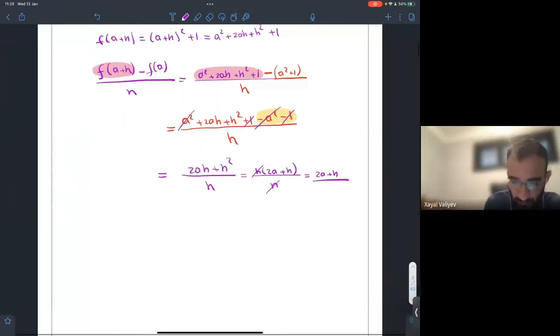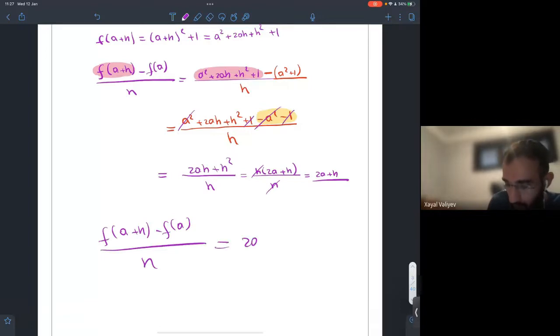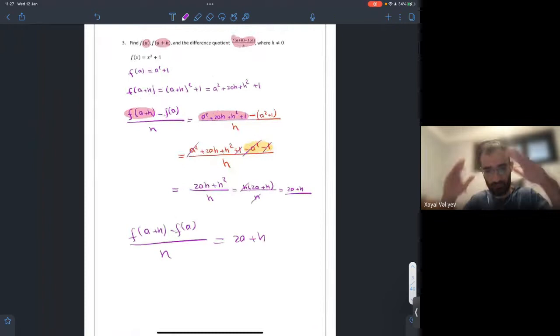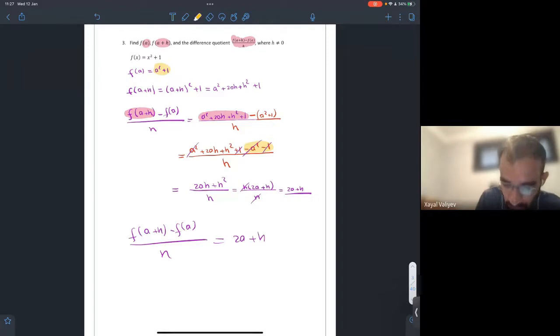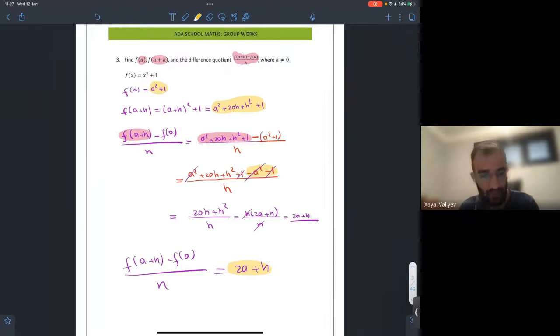So basically, what did I find? It's just f of a plus h minus f of a divided by h, which is just 2a plus h, and I'm done. So this whole thing got 3 answers. The first one is a squared plus 1, the other one is a squared plus 2ah plus h squared plus 1, and the last one is just 2a plus h. Three answers for this question, and I'm done.